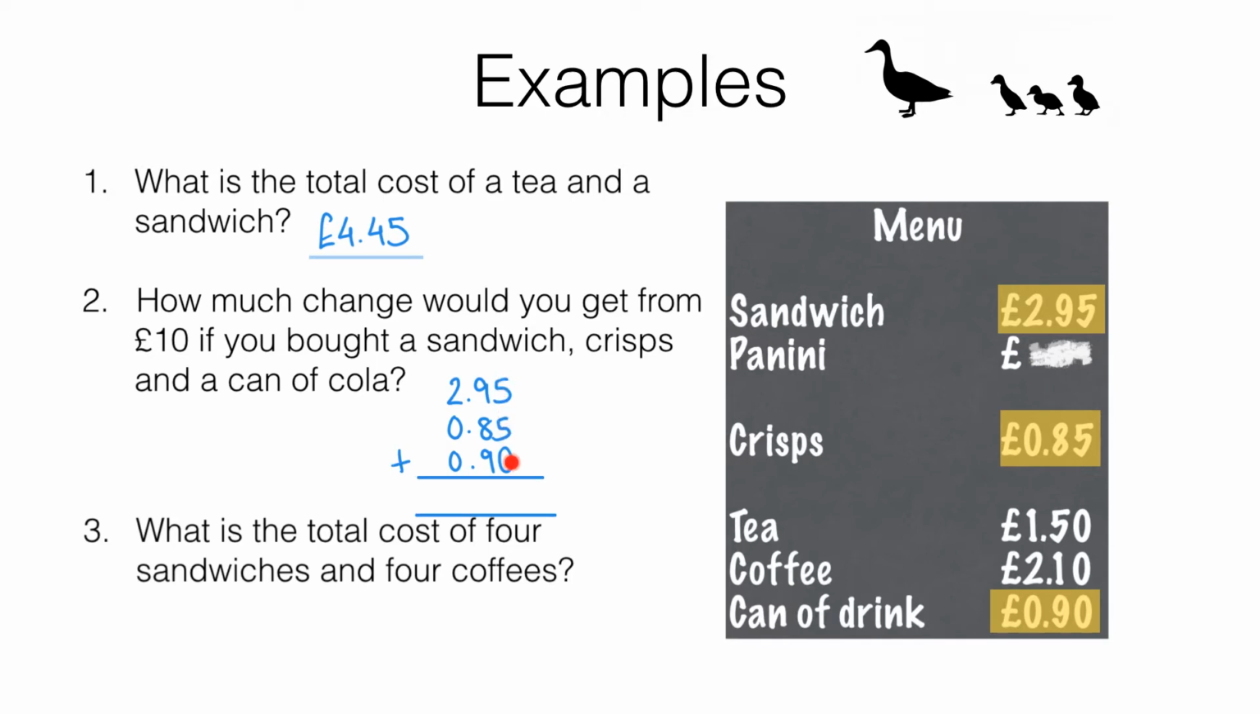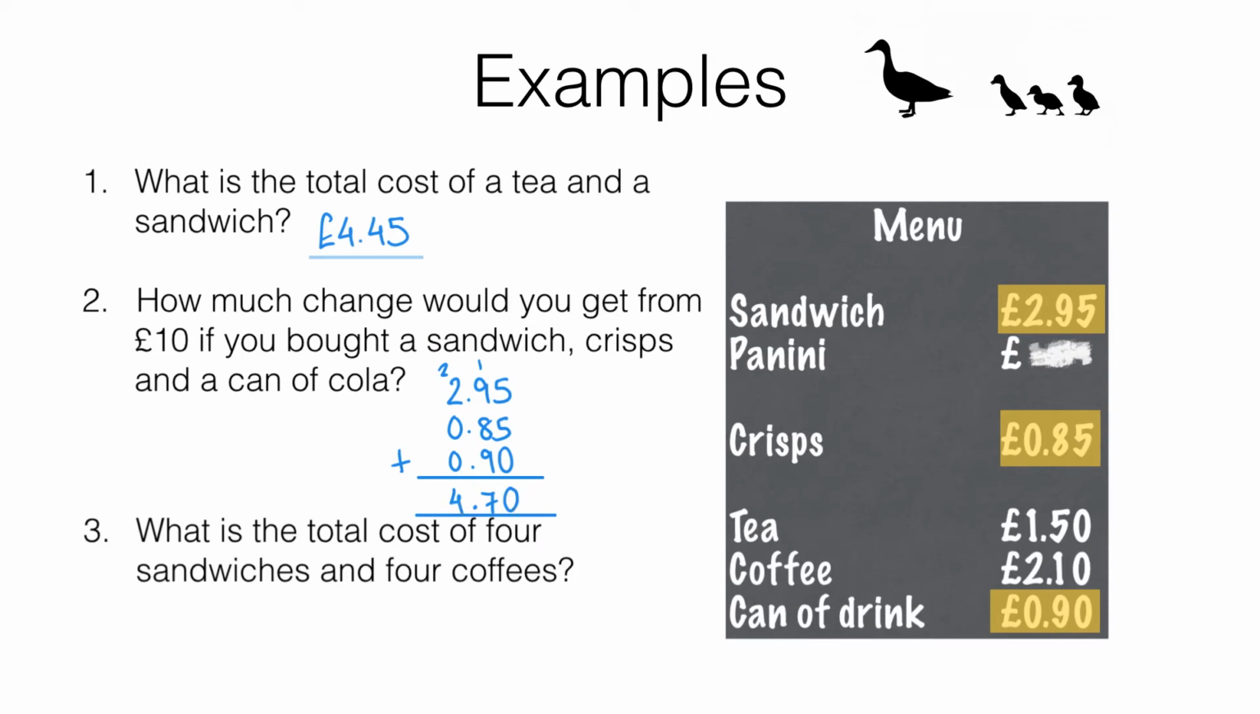Adding down the right-hand column, 5 plus 5 plus 0, well, that's 10. So I'm going to put a 0 there and a 1 up here. 1 plus 9, that's 10. Plus 8, that gets me up to 18. Plus 9, that gets me up to 27. So I'm going to pop a 7 there and a 2 up here. Then we need our decimal point. And 2 plus 2 plus 0 gives me 4. So the sandwich, the crisps and the can of cola costs £4.70.